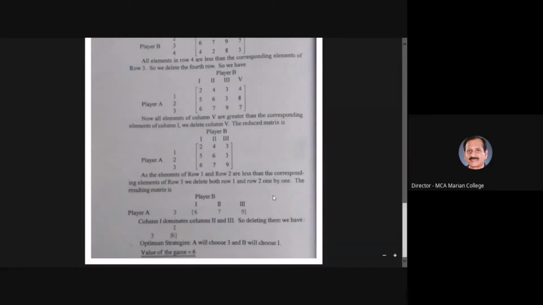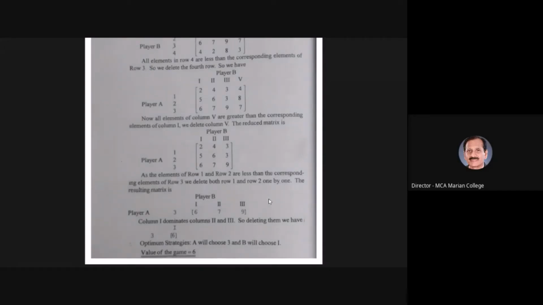That is why, when we are considering columns, we always discard those columns where the values are high, because B will try to minimize his loss. So he will avoid those strategies where his losses are high. Whereas player A will choose that particular strategy where he will gain the maximum. So those rows where the values are comparatively high, he will choose. The other rows he will discard. So this is the concept of dominance property.